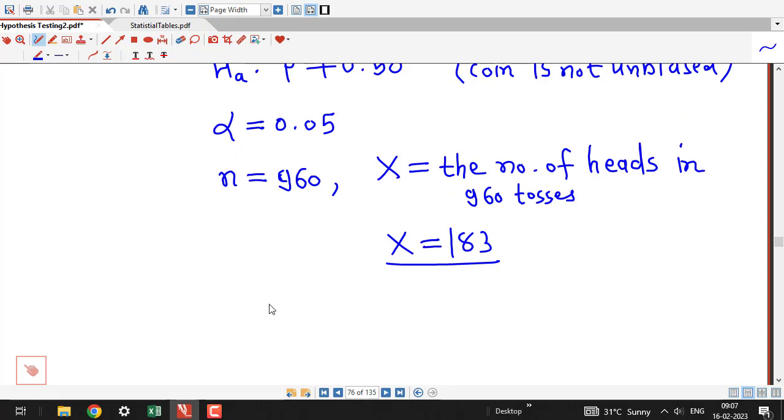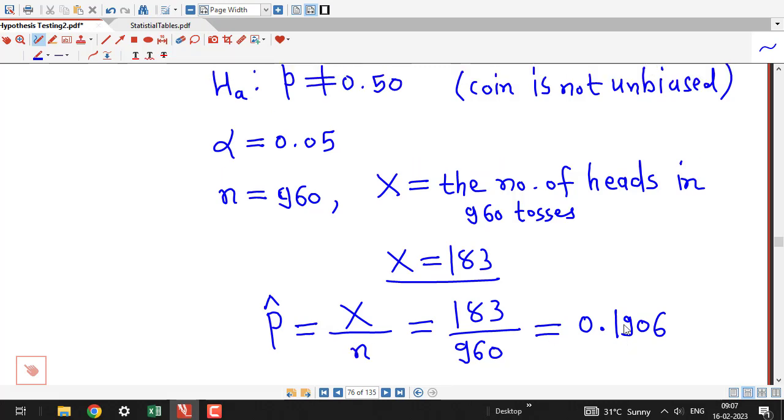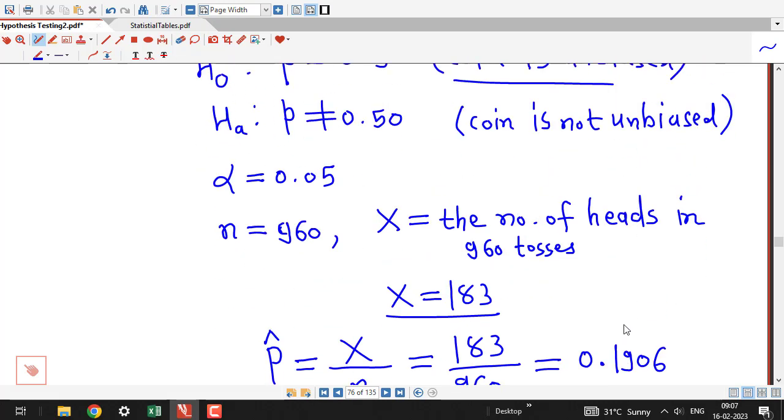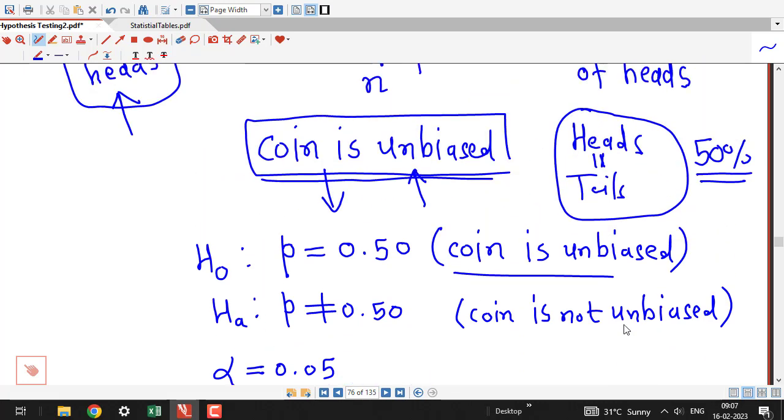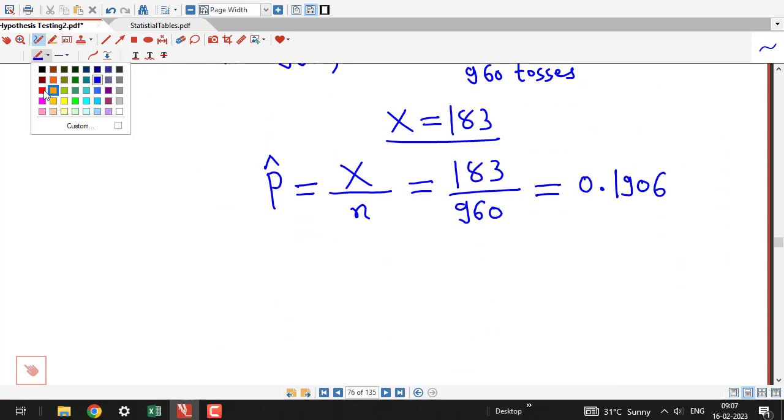So this will give us the sample proportion. Sample proportion is given by capital X divided by n. So we have 183 divided by 960, and if I use my calculator up to 4 decimal places, I obtain sample proportion equal to 0.1906.